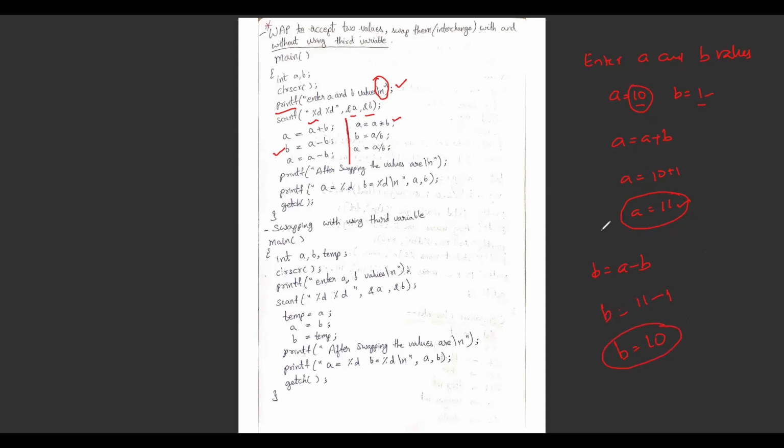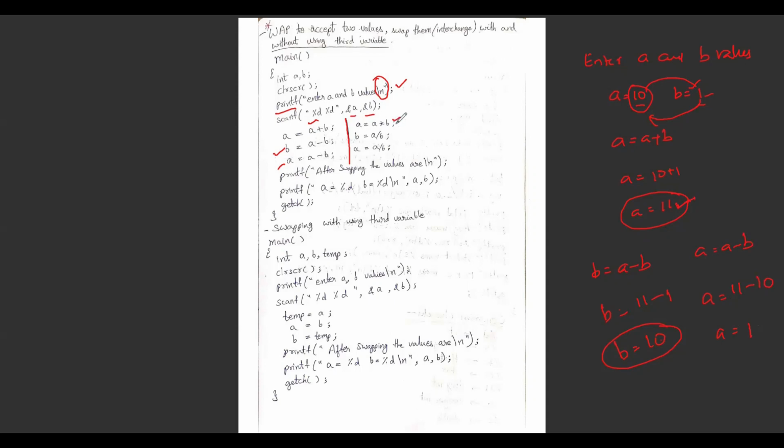In the same way, the last statement is A equals A minus B, which is nothing but A equals the recent A value, which is 11, minus the recent B value, which is 10. So A equals 1. So now A was 10, and now A became 1 and B became 10. So without using a third variable, only A and B, two variables.